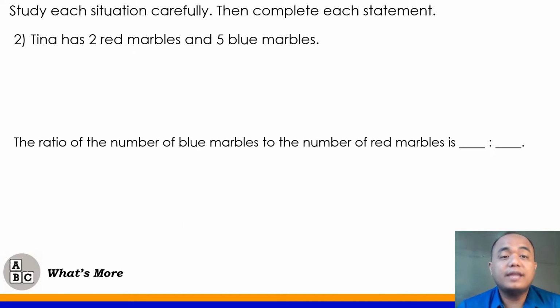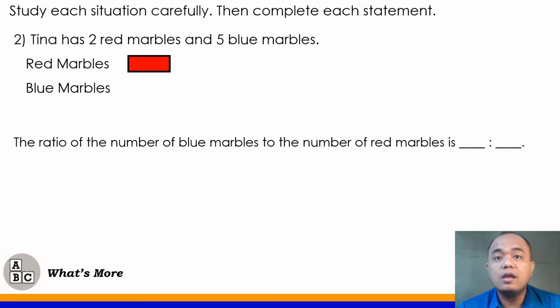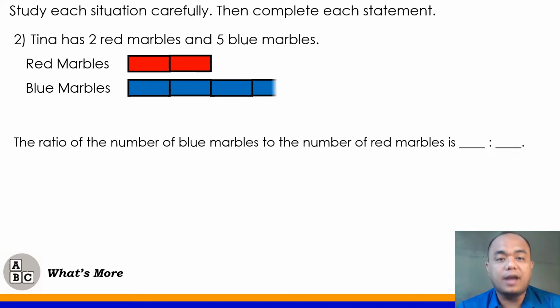Number 2. Tina has 2 red marbles and 5 blue marbles. So again, we will use a block model to represent the red marbles and the blue marbles. The red marbles will be represented by 2 blocks, and the blue marbles would be represented by 5 blocks. That makes it easier to draw or represent. So let us complete this statement now.